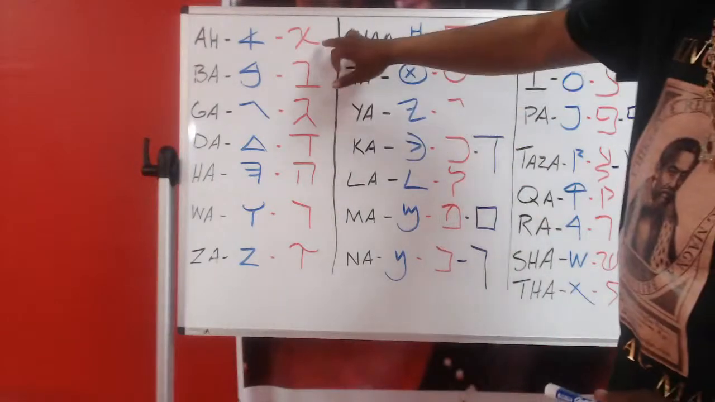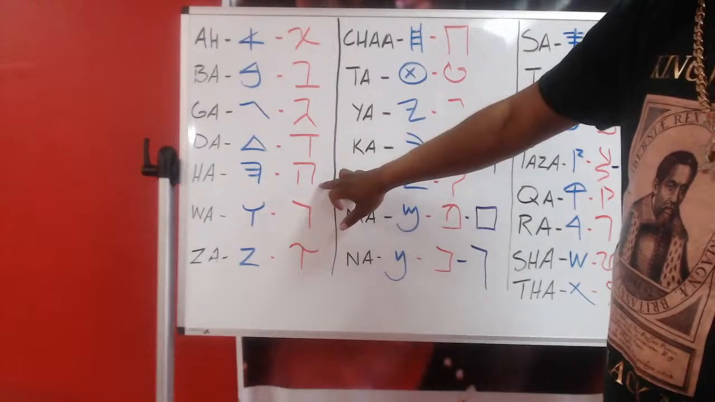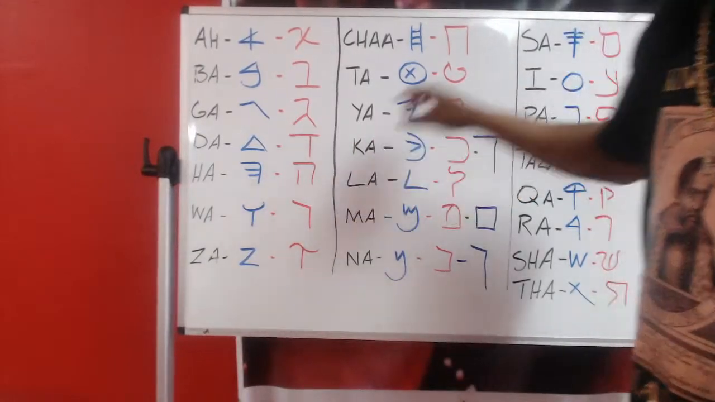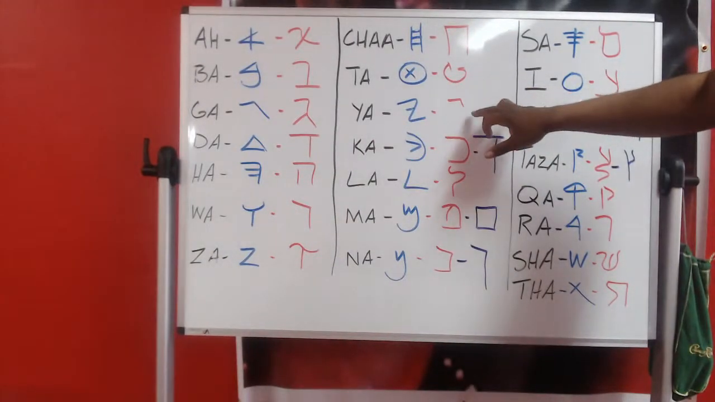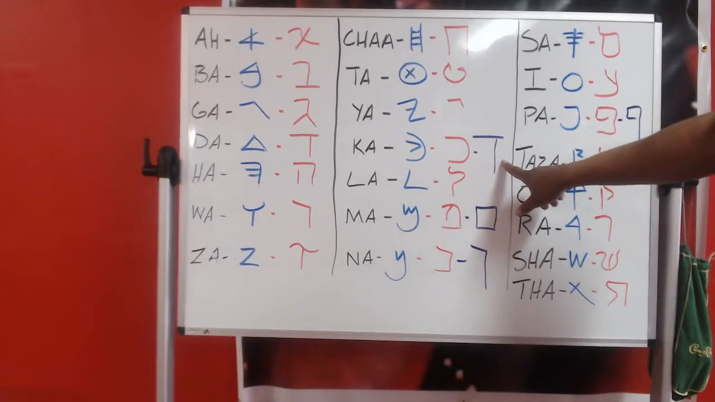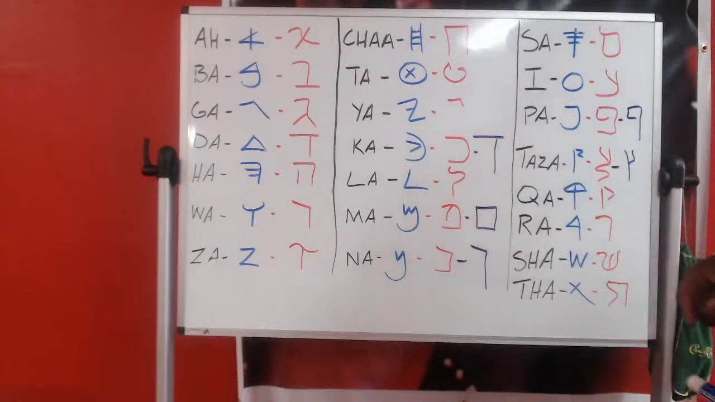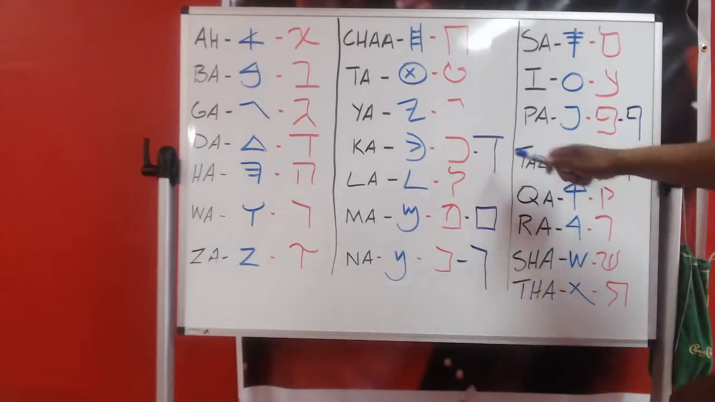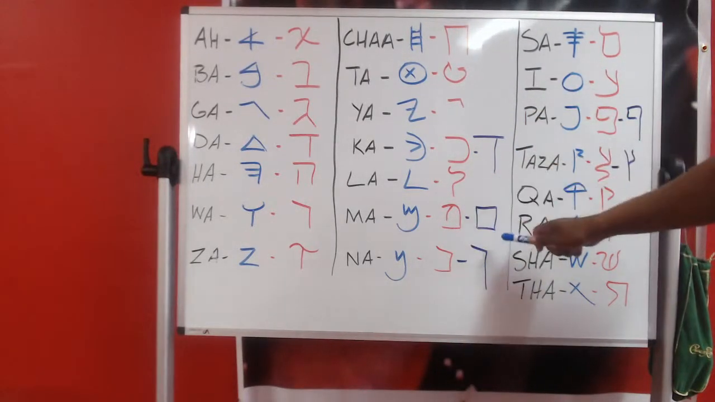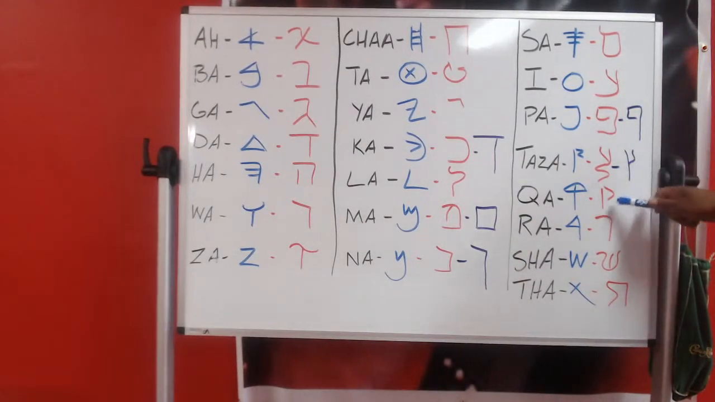Alright. Aleph, Ba, Ga, Da, Ha, Wa, Za, Ka, Ta, Ya, Ka. Remember? We always talk about this. Certain letters do change their shapes when they are at the end of the words in the Assyrian Hebrew. Ka, La, Ma, Na, Sa, I, Pa, Ta, Za, Kwa, Ra, Sha, Ba.